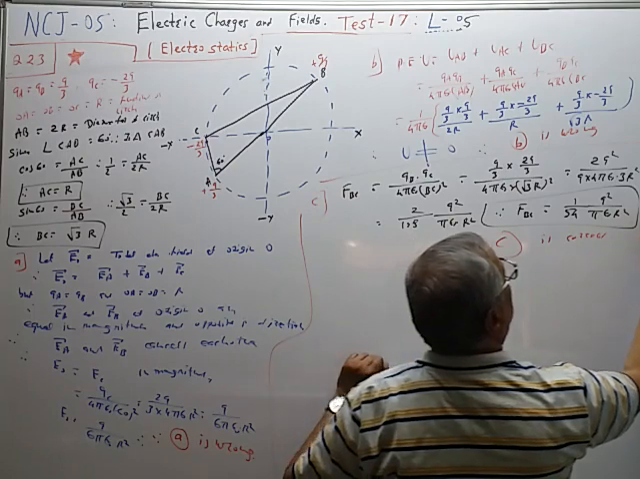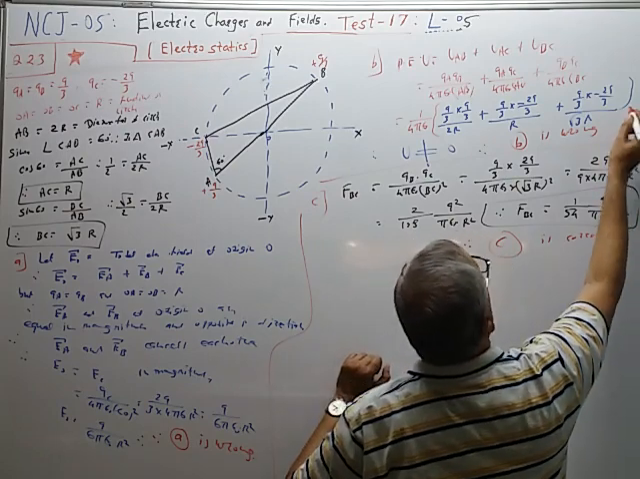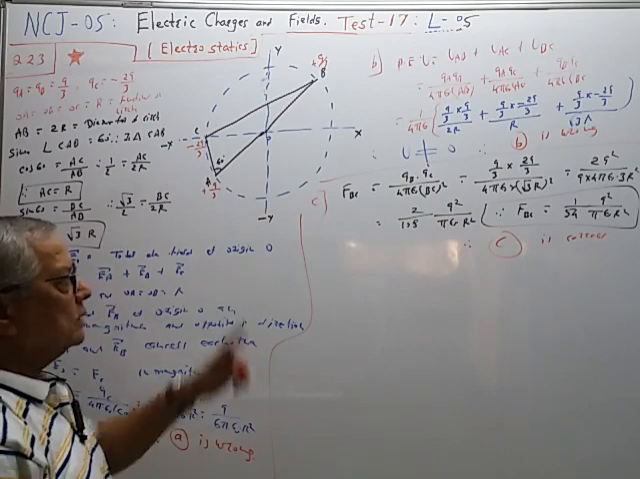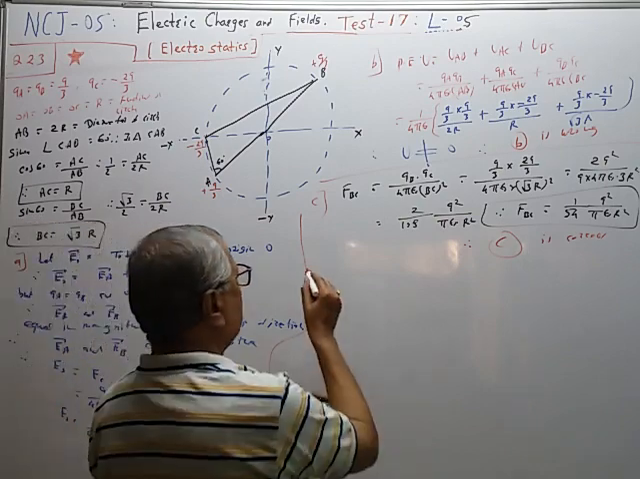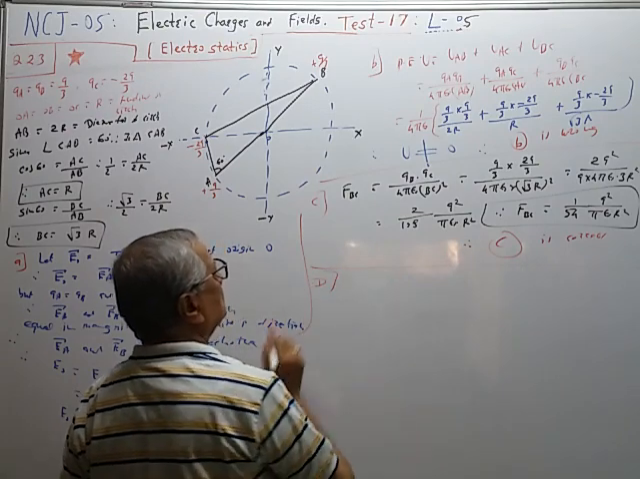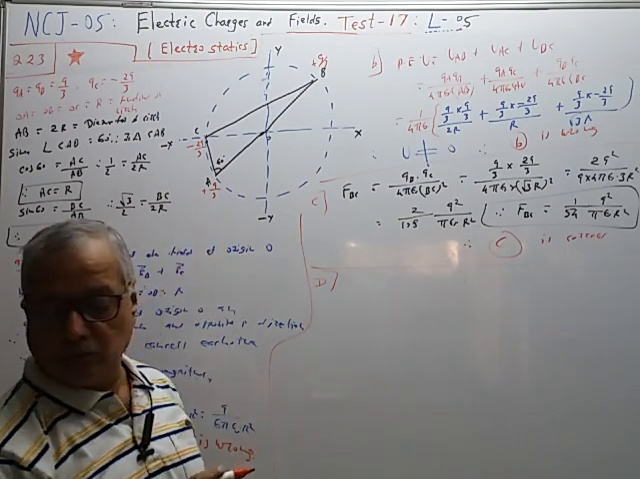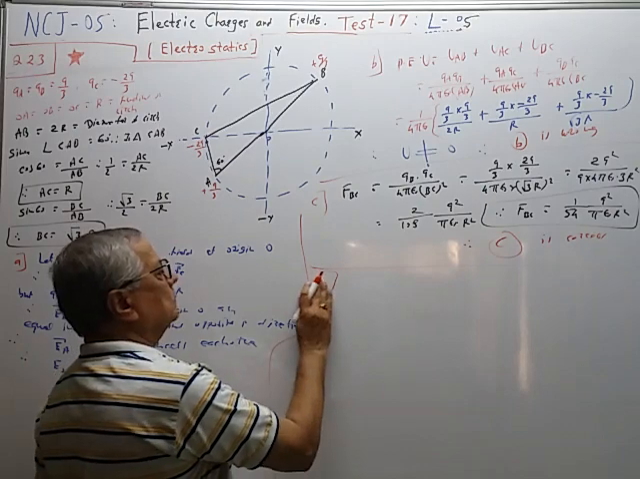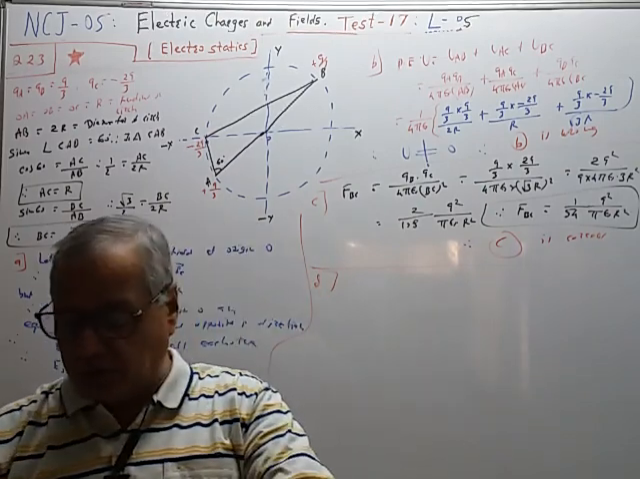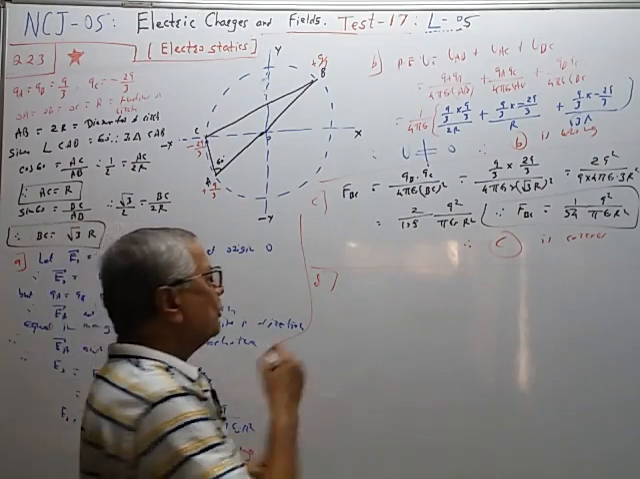C is correct. This is wrong. A is wrong, B is wrong, C is correct. Now what about B? D. So let us try for D. We have to find the potential at origin O.